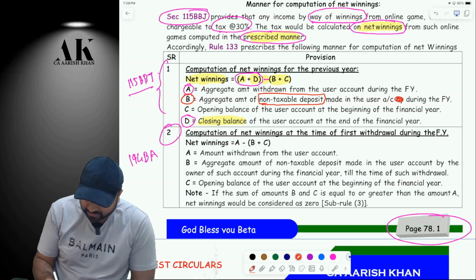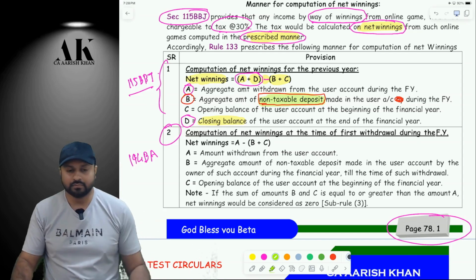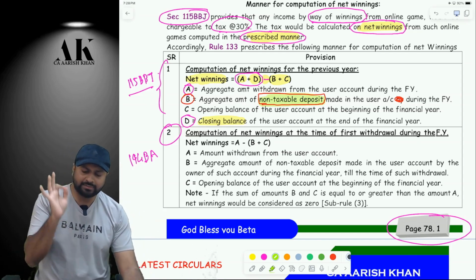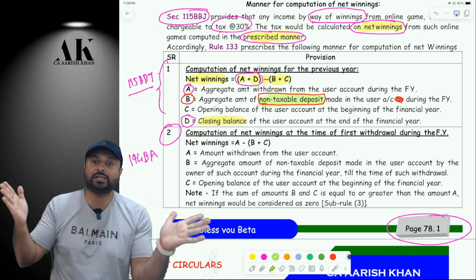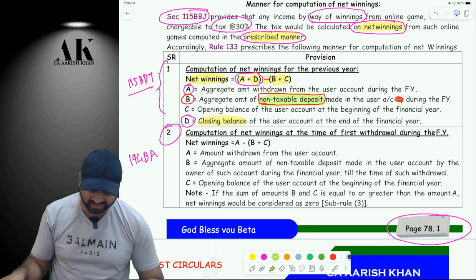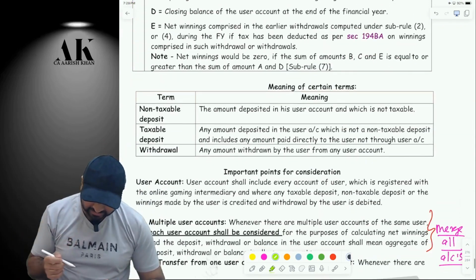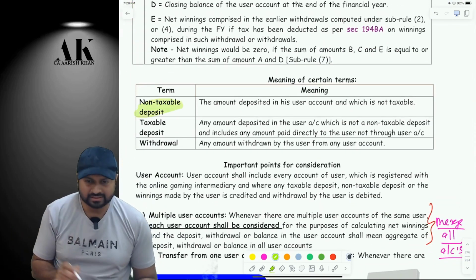Aggregate amount of non-taxable deposit. Listen carefully, the entire focus has to be on this word: aggregate amount of non-taxable deposit made in the user account during the financial year. You will ask me, sir, what do I mean by the term non-taxable deposit? The government has defined the term below, but you will not understand anything from that. See, read.